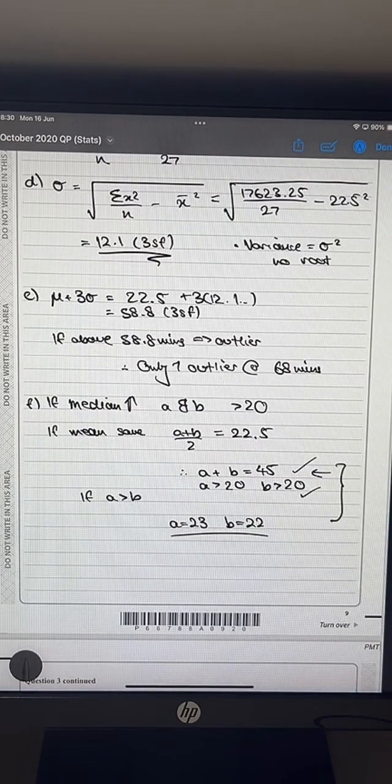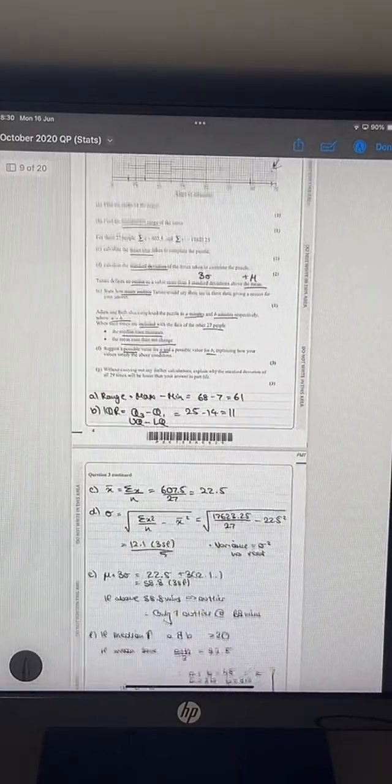Does this make sense? Content for this question, yes. No. AS level. This question is AS level, yes. This is an AS level question.